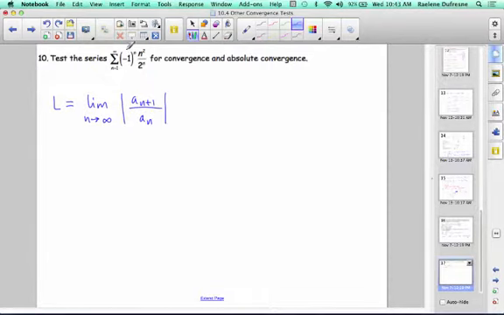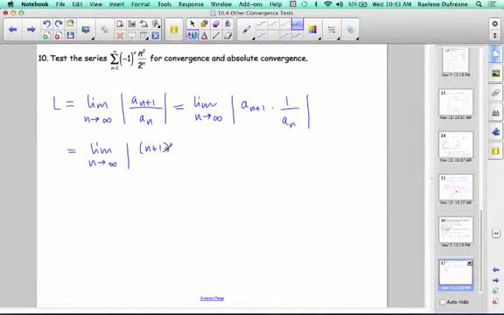Now, as soon as we have the absolute value, we no longer need to involve the negative 1 to the n part of the expression. So we are going to consider that when we divide by an, that's the same as multiplying by the reciprocal of an. So we're going to have an plus 1 multiplied by 1 over an in the absolute value. So the L value is the limit as n approaches infinity of an plus 1, which is n plus 1 squared, divided by 2 to the n plus 1, and then multiplied by 1 over an.